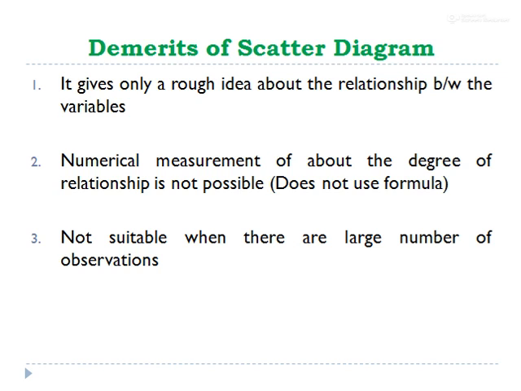Then let us see the important drawbacks, demerits of scatter diagram. The first drawback is that it gives only a rough idea about the relationship that exists between variables. Second is, under scatter diagram we have no numerical measurement to interpret the degree of relationship more accurately. Lastly, scatter diagram is not suitable when there are a large number of observations. These are the important limitations of scatter diagram.